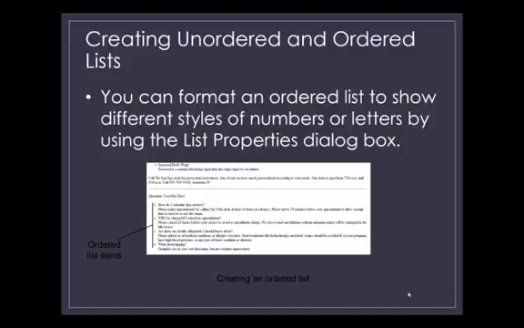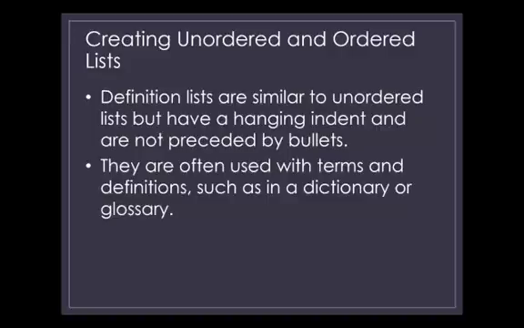Here's an example of the formatted ordered list, where you can see that we have several questions listed in order of 1 through 4. Additionally, we can create what's called a definition list. This is similar to an unordered list, but it has a hanging indent and it's not preceded by bullets. They are often used with terms and definitions, such as in a dictionary or a glossary.